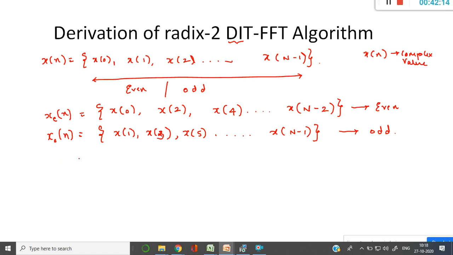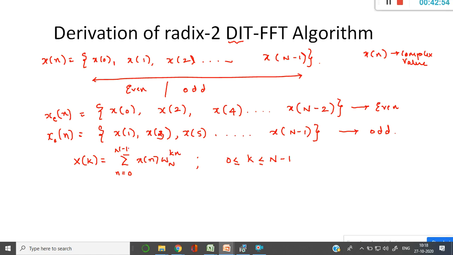Now we know that by the definition, X of k can be written as the summation of x of n times W_N to the power of kn, where small n is moving from 0 to N minus 1, and this k value ranges from 0 to N minus 1. So this is the fundamental definition after decimating in terms of even and odd. Now we come to the definition of DFT.